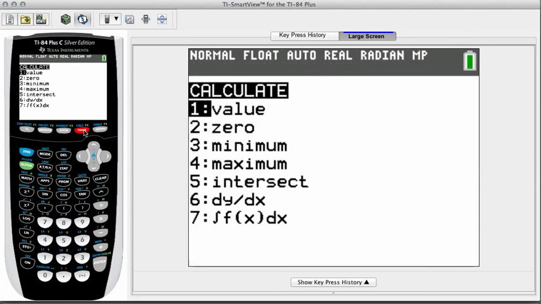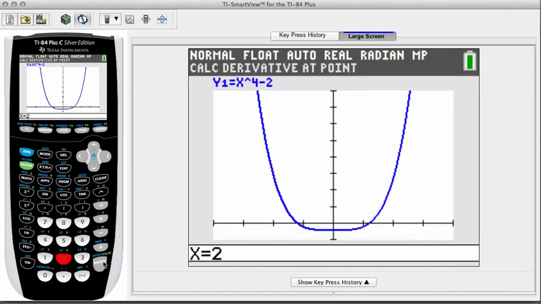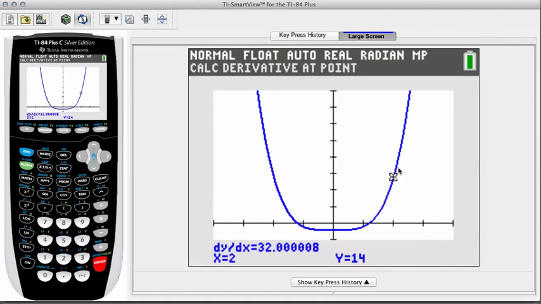So let's try that x equals 2. Remember, that was the one that had a really steep slope to it. And there it is. And notice how steep it is there. It's definitely increasing. Again, looking at the graph from the left to the right, it is increasing. And it is pretty steep there.